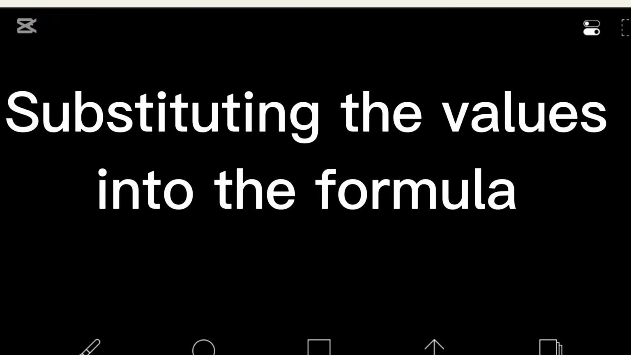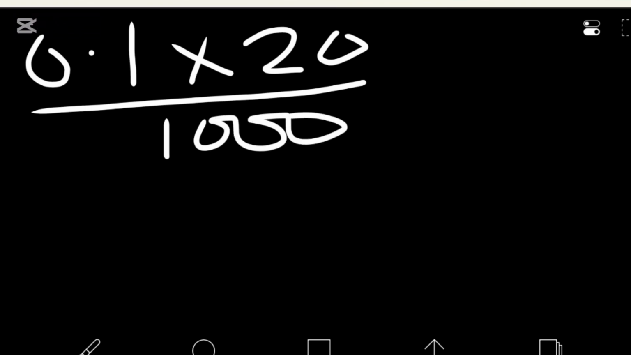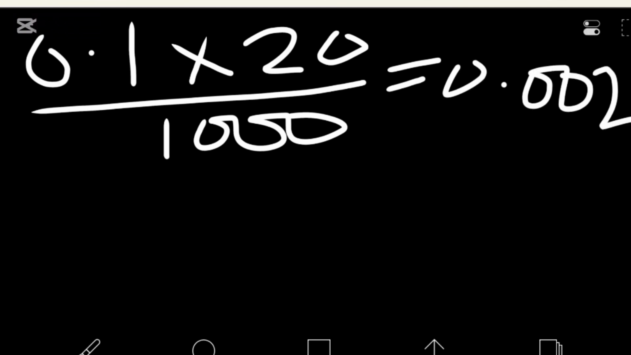So the next thing, we are going to substitute the value into the formula. So we have C is 0.1 times 20 all over 1000. So if you have a calculator with you, you multiply 0.1 times 20 divided by 1000. It will give you 0.002. This is the mole of hydrogen chloride.